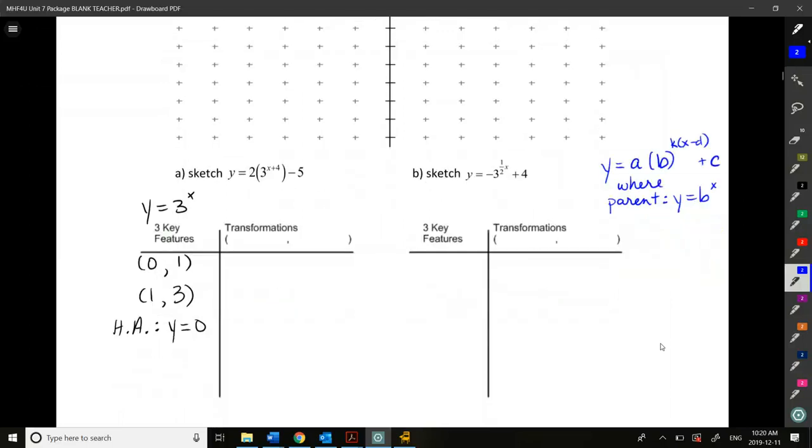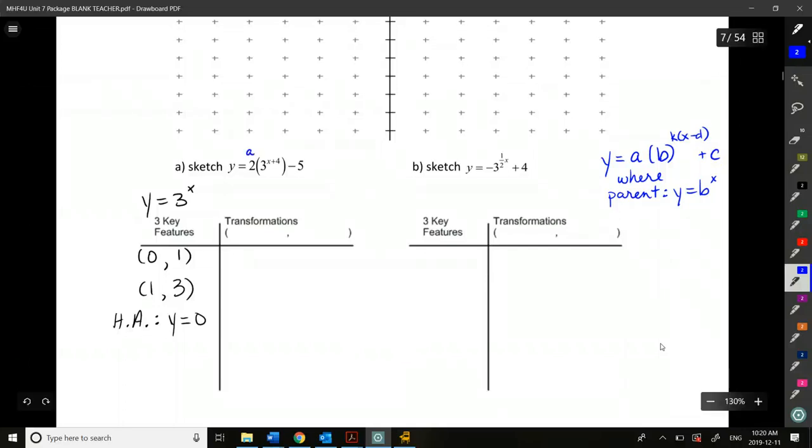So can somebody identify A, K, D, C for me for part A? Fayak? 2 is A. A is 2, good. K is 3. Or 1 over 3, sorry. Or, no. There's no K. So K is 1. Sorry, Jonathan, I stole that one from you. And then D is x minus 4. So that's going to be your D value, right? And then C is minus 5. So when I create my transformations here, I'm going to do x minus 4. We switch the sign of the D value. And then I'm going to do 2y minus 5.